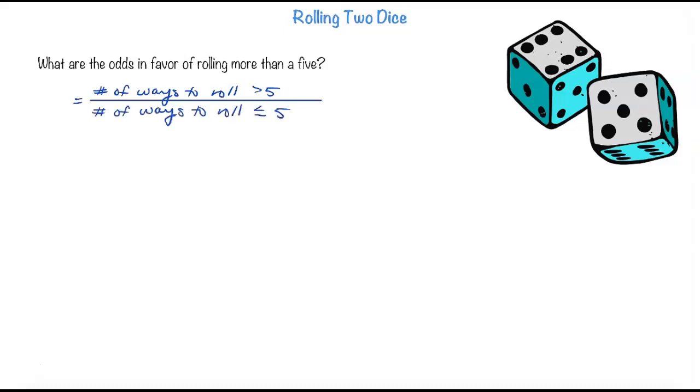Looking at our sample space, we found that there were 26 ways to roll greater than 5. And out of 36 options, this leaves 10 ways to roll less than or equal to 5. Reducing this fraction, we find that the odds in favor of rolling more than a 5 are 13 to 5. Now let's look at a slightly different example. What are the odds against rolling a 7? Notice that this time, instead of calculating the odds in favor of rolling a 7, we want to calculate the odds against rolling a 7.